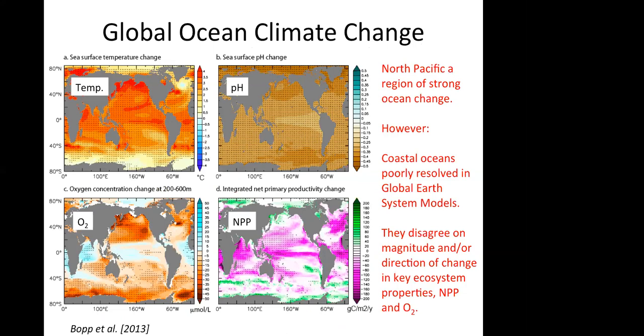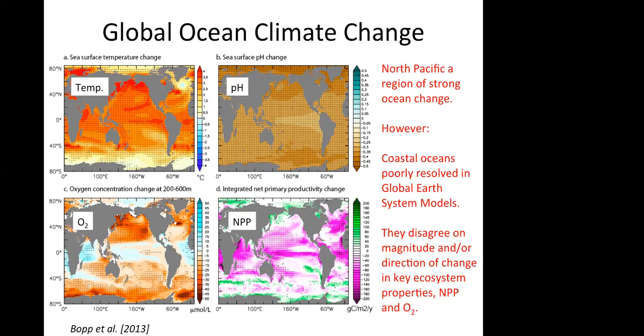So to start with a bit of global context, as most of you will know, there are a variety of climatic changes that are influencing the ocean on a global scale. Many of those have rather direct biological and ecological consequences. So here we're looking at an average among many global climate simulations for the changes in sea surface temperature and surface pH, and then below, the oxygen concentration in the subsurface waters, as well as the depth integrated net primary productivity. The stippling indicates where models agree about the direction of the change.